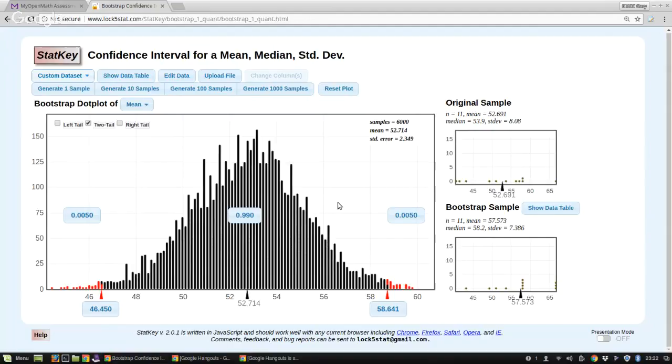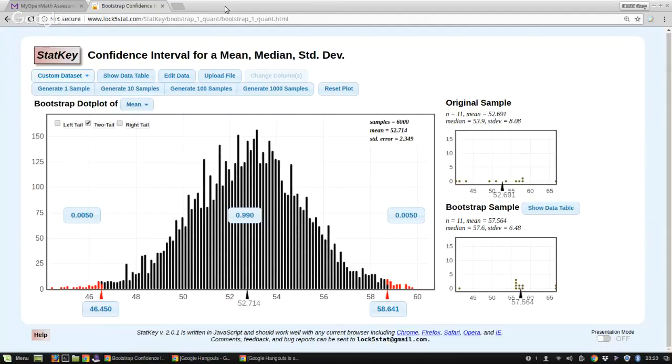So I have 5,000 samples. Each of those samples has a mean. Just less than 1% of the samples are living on this tail. The other 0.5% lives out in this tail, leaving 99% in the middle. So 99% of the samples that I generated have means, right, averages, that are between 46.45 and 58.641. And so what we can say is that we're 99% confident that the mean temperature for this particular population is somewhere between 46.45 and 58.64.